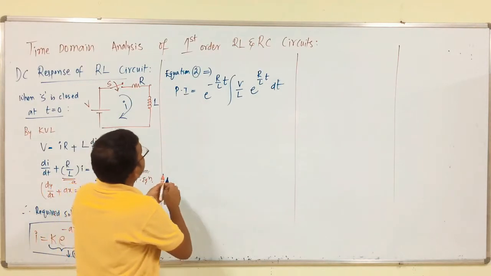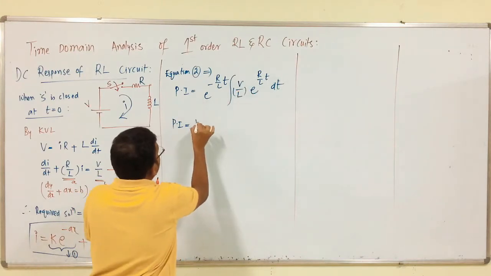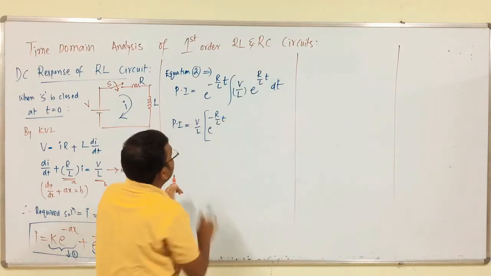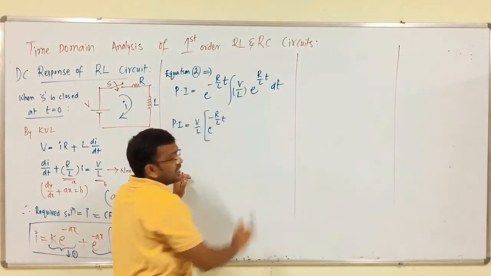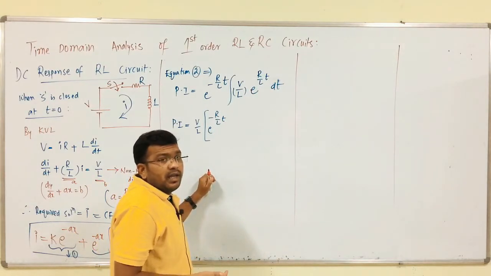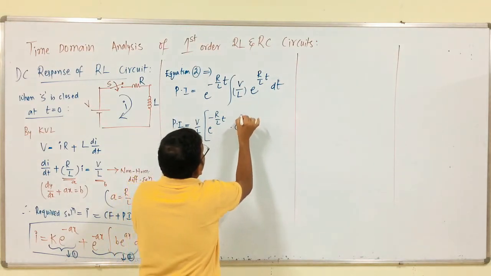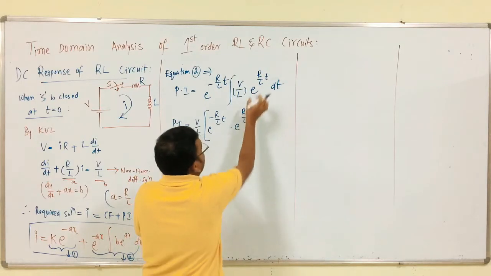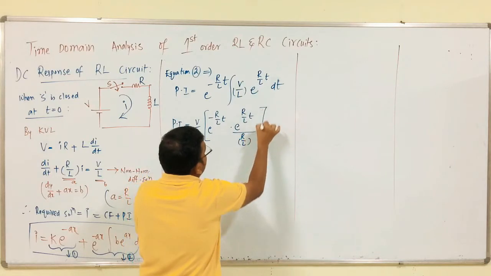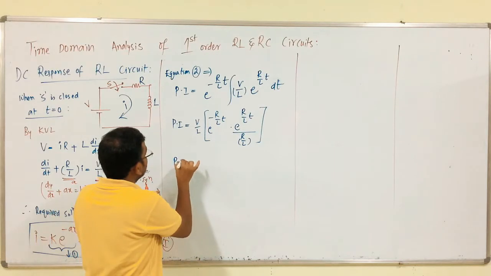V by L is constant, this is e power minus R by L into T, and what is the integration of e power R by L into T? The integration of e power Ax is what? e power Ax by A. Here we got e power R by L into T divided by R by L. Clear?